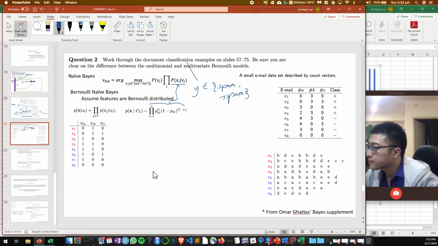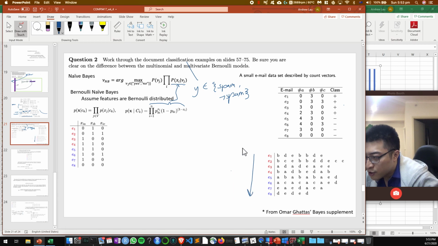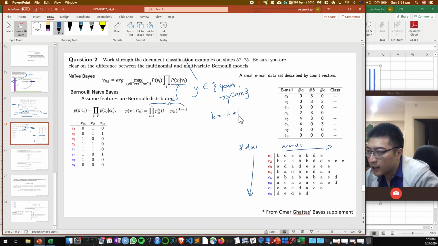Right? And our data set looks like, say, this. So these are documents. We have 8 documents or 8 emails or whatever you want to think about it. And these are, I guess, words. These are the words in the document, and this is obviously a simple example. Say B might be like "hello" or something, and then D might be like "offer." I'm making this up, but these are just words of some kind.